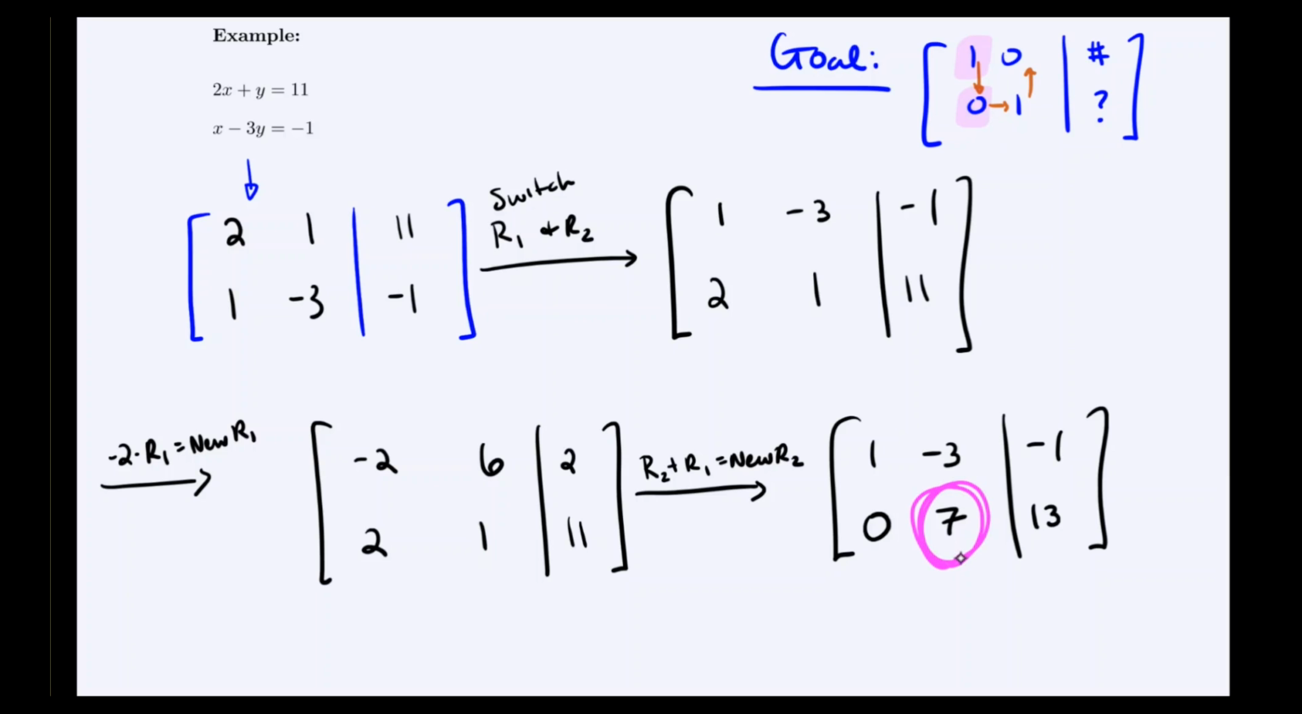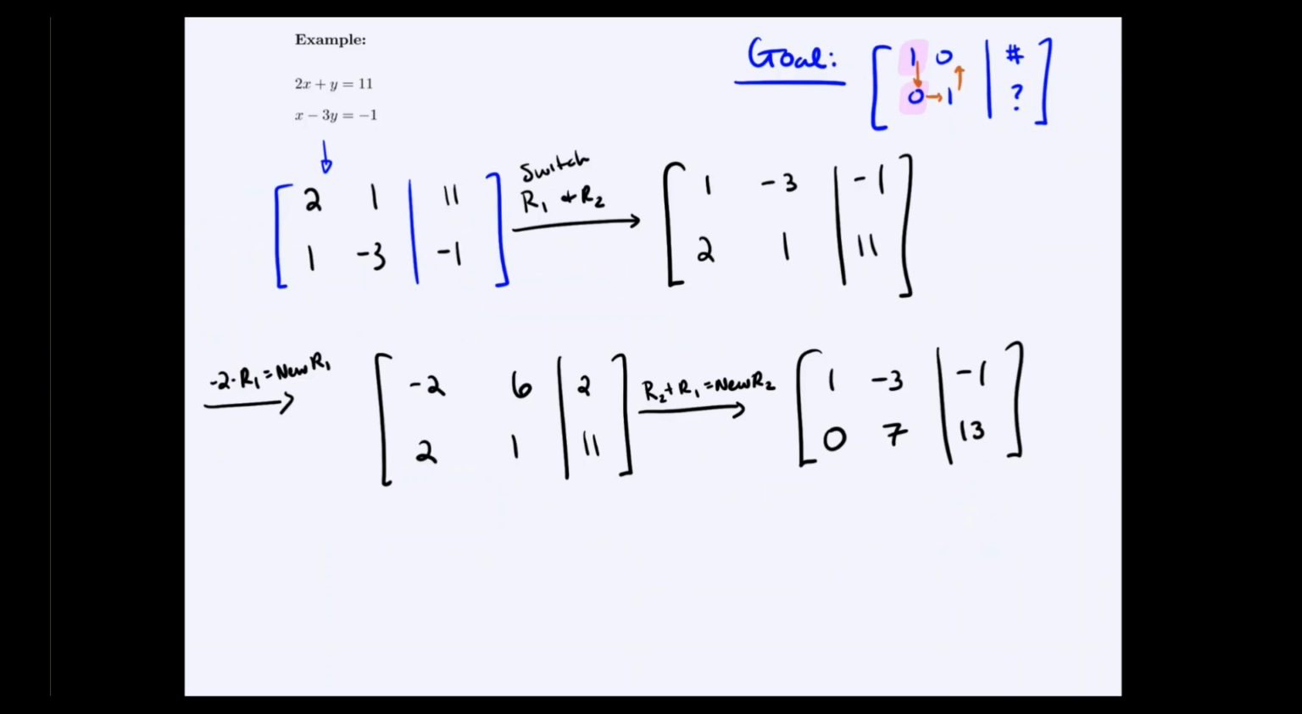We know our next goal is to get a 1 here. There's currently a 7, but I could get a 1 there by multiplying everything by 1/7. So in that case, if you can get there by multiplying, remember you have to multiply by a non-zero number, then do that. So I'm going to multiply row 2 by 1/7. So we'll write that out. (1/7) times row 2 is the new row 2. And row 1 is left unchanged.